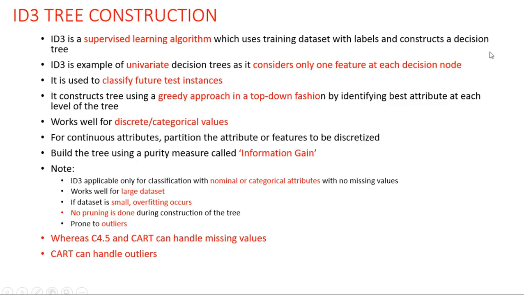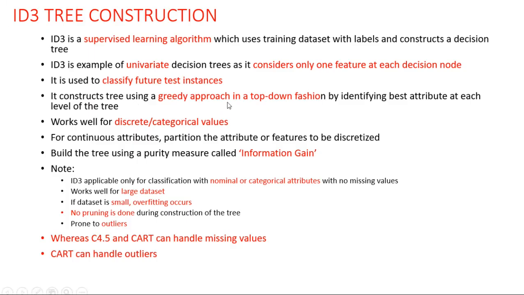So basically the ID3 tree is a supervised learning algorithm which uses training data sets with labels and constructs a decision tree. It is an example of a univariate decision tree. Why is it called univariate? Because it considers only one feature at each decision node. At every node we make a decision based upon only one feature. That's why it's called a univariate decision tree. It is used to classify future test instances.